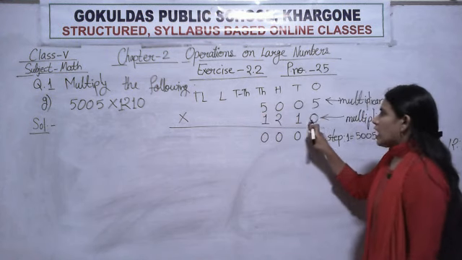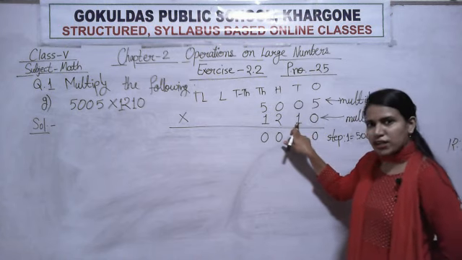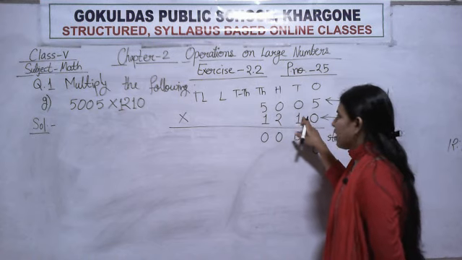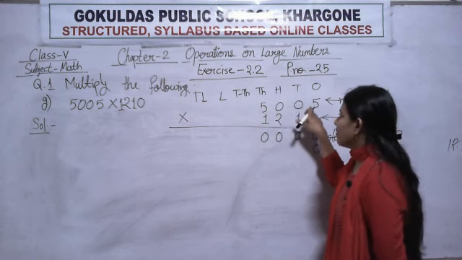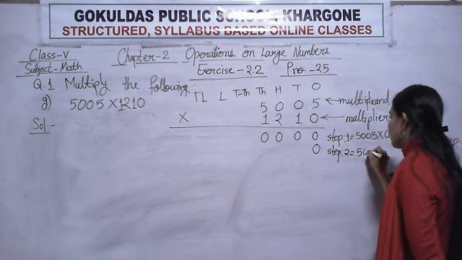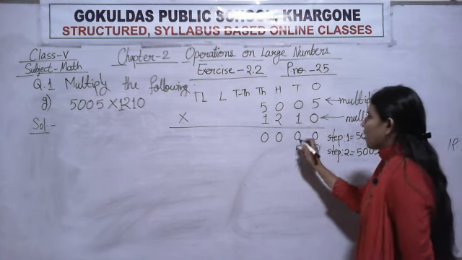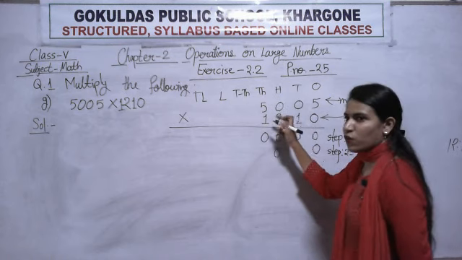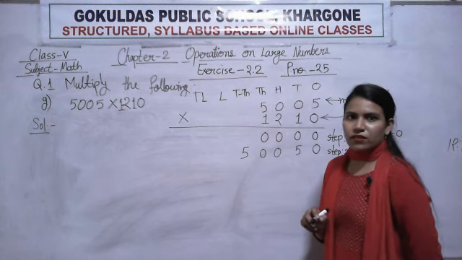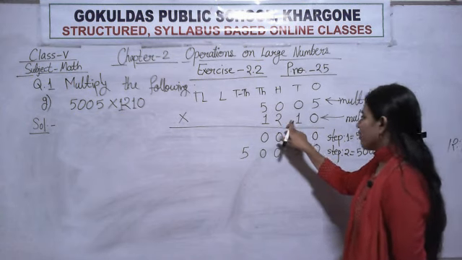Okay. Now we have done the first step. Now move to the next digit, that is 1. 1 is at tens place, so put a 0 in the ones column. Now start multiplying this 1 by 5005. This is your second step. You will multiply 5005 by 1. So 1 5 is 5. 1 into 0 is 0. 1 into 0 is 0. 1 5 is 5. Okay. So we have done 2 steps.